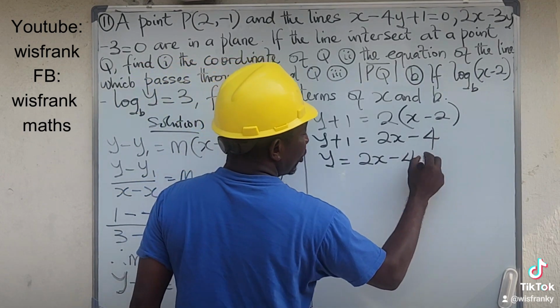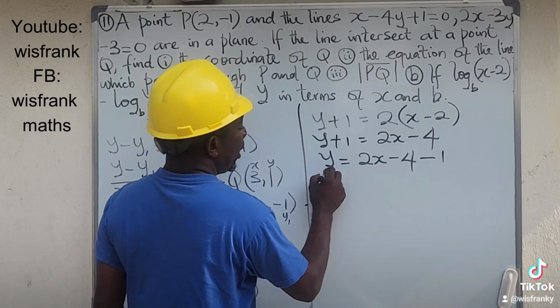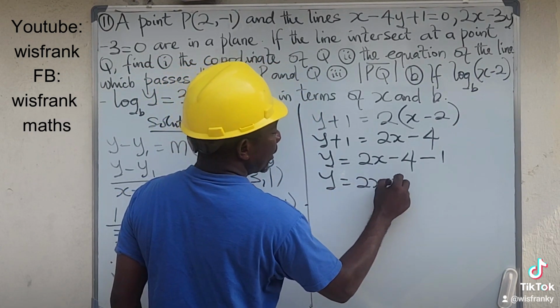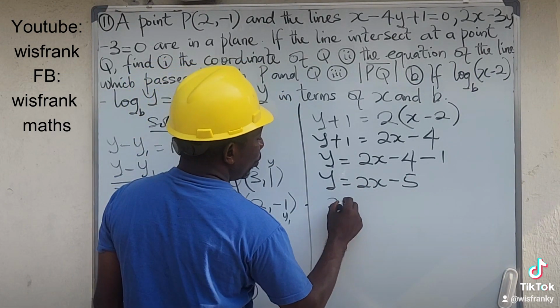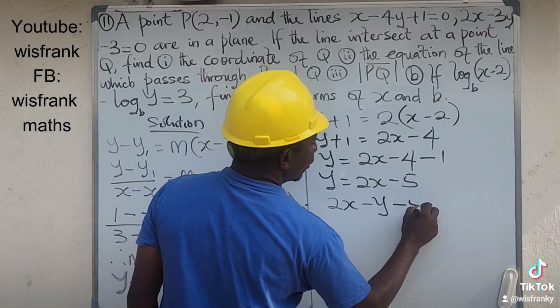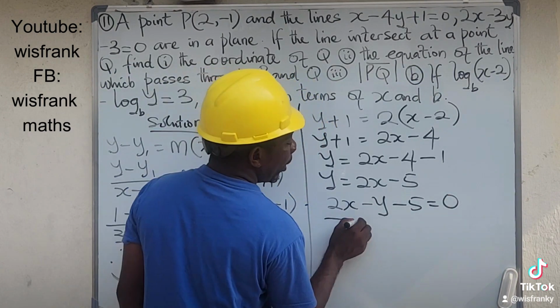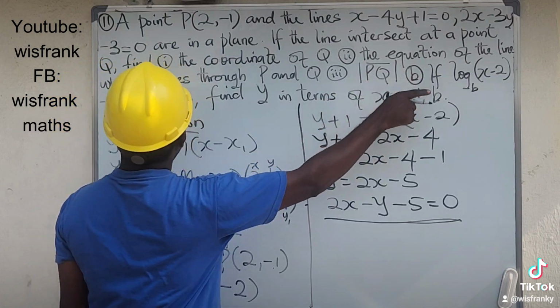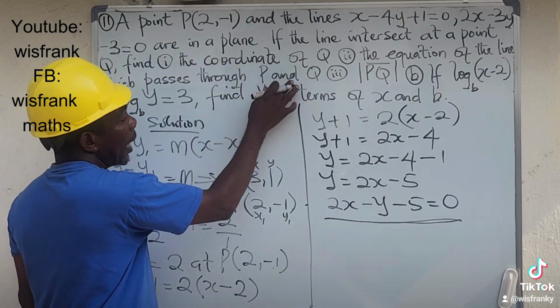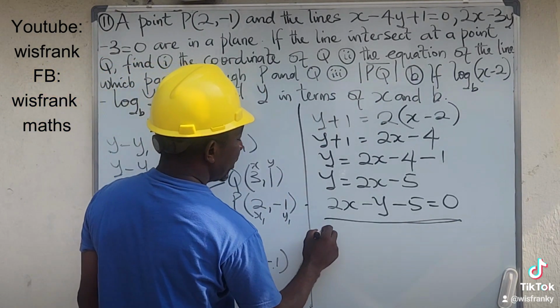This will transpose to the other side. We have minus 1. So here y equals 2x minus 5. By rearranging this, we'll have 2x minus y minus 5 equals 0. We have this as the equation for II that was asked, the equation of the line which passes through P and Q. Then the number 3, which is III.